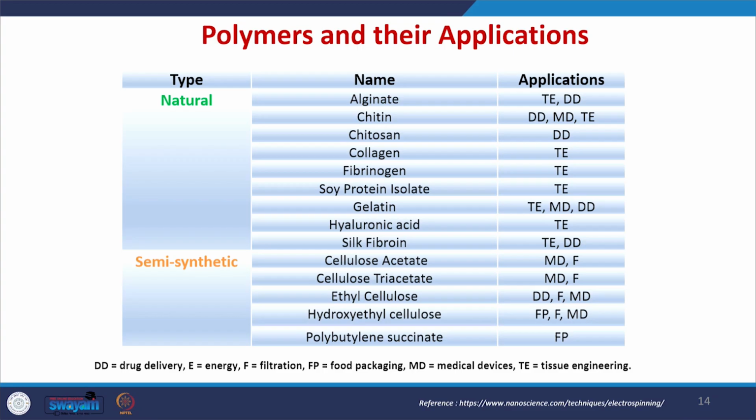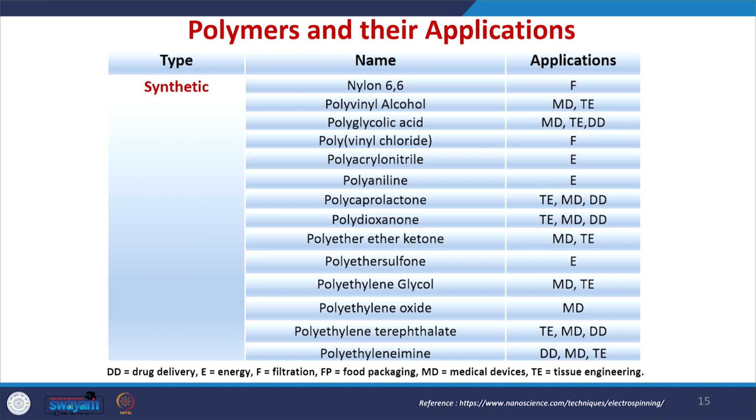So these are some of the applications which I tabulated for our easy understanding: the natural polymers, semi-synthetic polymers and also the synthetic polymers. The applications are denoted as DD, which denotes drug delivery application, E denotes energy, and F for filtration, FE for food packaging, MD for medical devices, and T for tissue engineering application. So we can select the right polymer according to your final application.